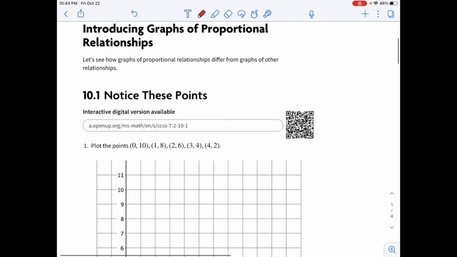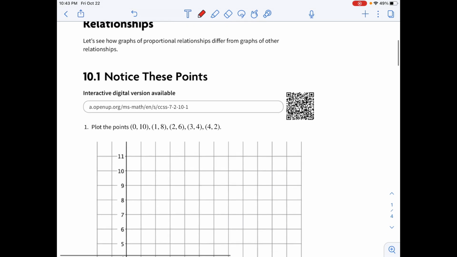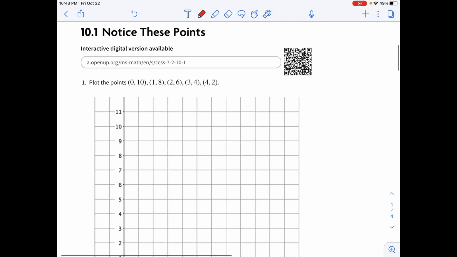All right, so we've looked at proportional tables and proportional equations. Now we're going to start looking at proportional relationships on graphs. So just to recap on graphing, remember when you're given coordinate points, the first number represents your x, second is your y.